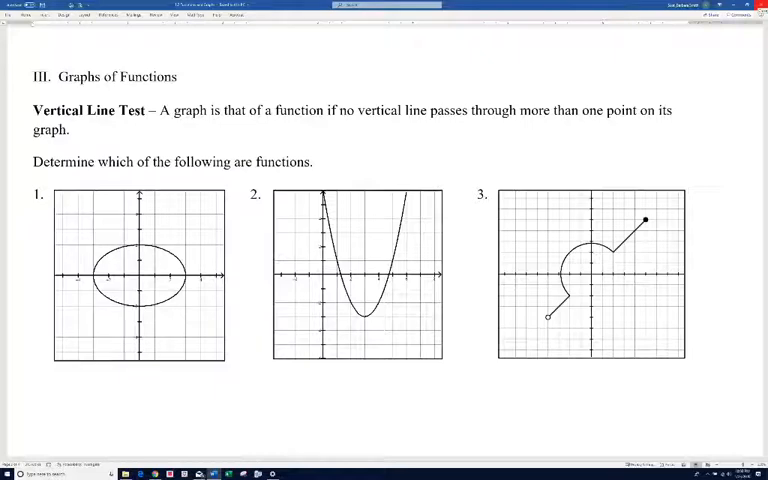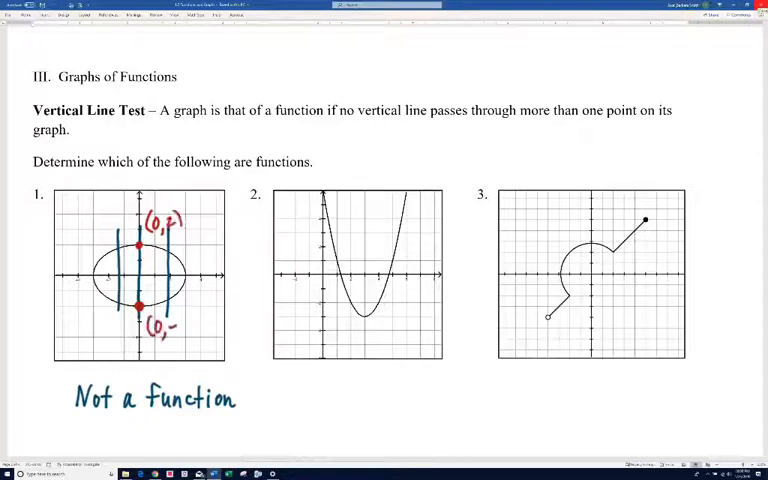On number 1, I can draw several vertical lines that go through more than one point, and so this is not a function. In fact, to see why this is true, if you look at these 2 points, and you can do this with any of the 3 lines that I drew, notice the points there are 0, 2, and 0, negative 2, and these 2 points have the same x value with different y values, and so that is the situation when you have something that's not a function. You can't have the same input with 2 different outputs.